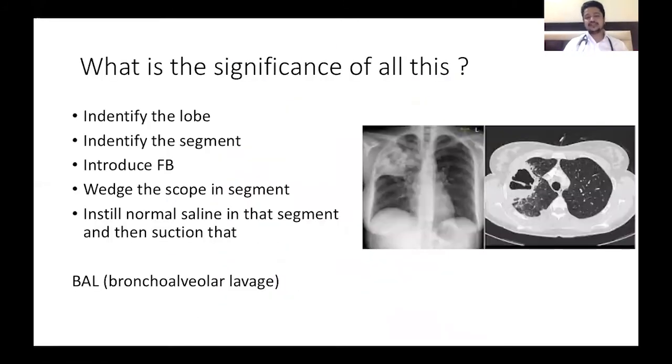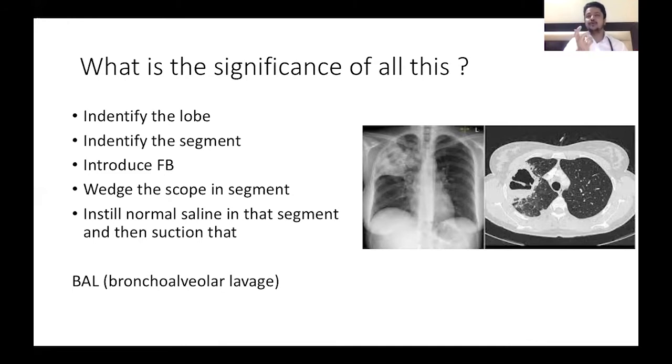So what is the significance of this? Why have we discussed so much? First identify the lobe. You can identify it on the chest X-ray, and better on the CT. Then identify the segment, obviously better on the CT. Then we introduce the flexible bronchoscope. Then we go into that segment, wedge the scope into that segment, and then we take BAL.